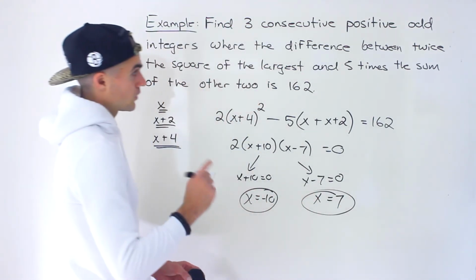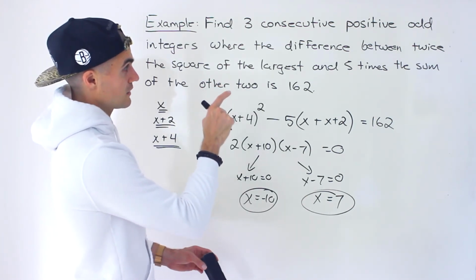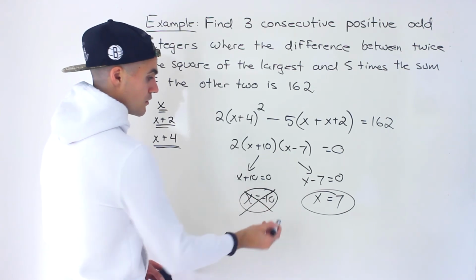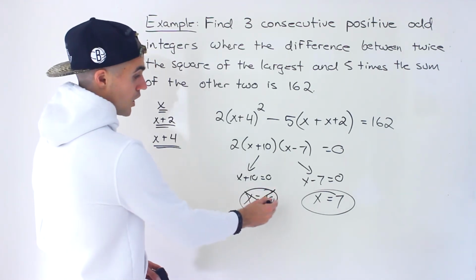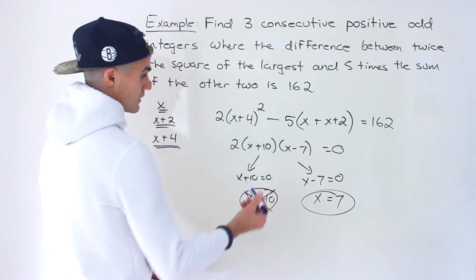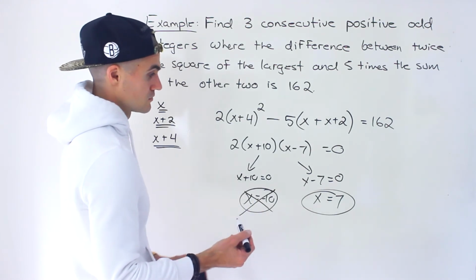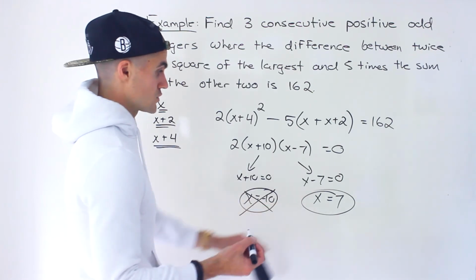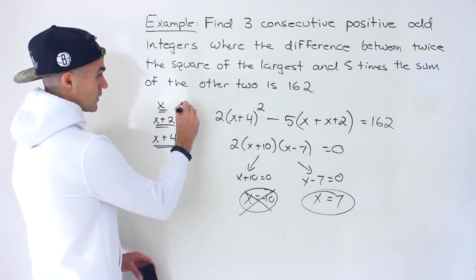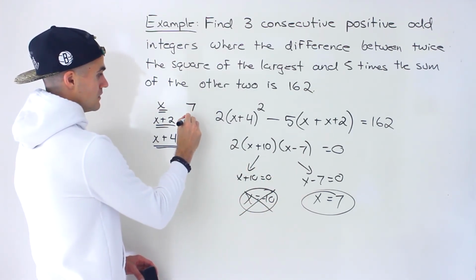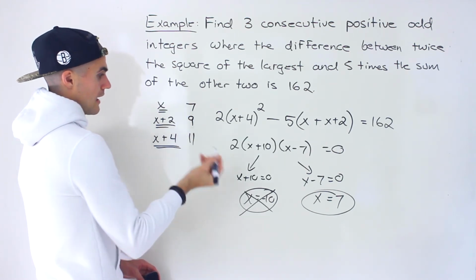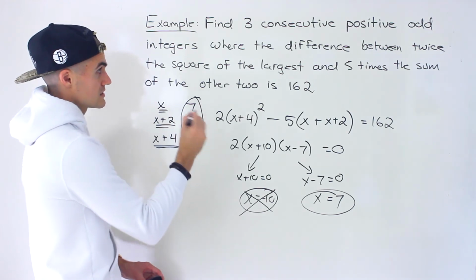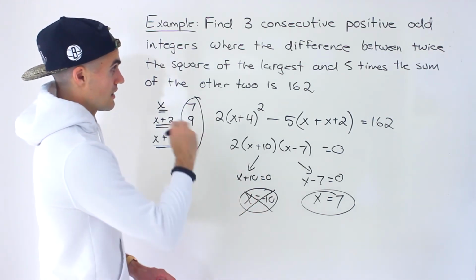But remember, according to the word problem, we're looking for 3 consecutive positive odd integers, so we would ignore this negative value. First off, it's not even odd, right? It's even, this negative 10, and it's also negative. Versus here, we have a positive odd integer. So notice that's x over here. So we're going to have 7, 9, and then 11. So those are the three consecutive positive odd integers that satisfy this.